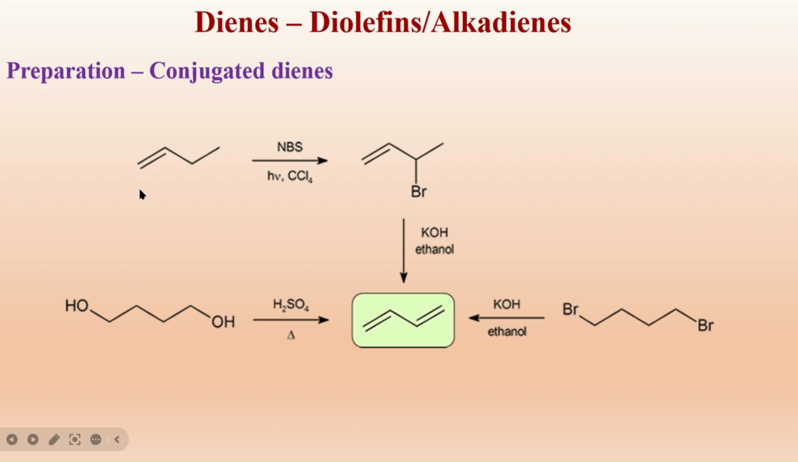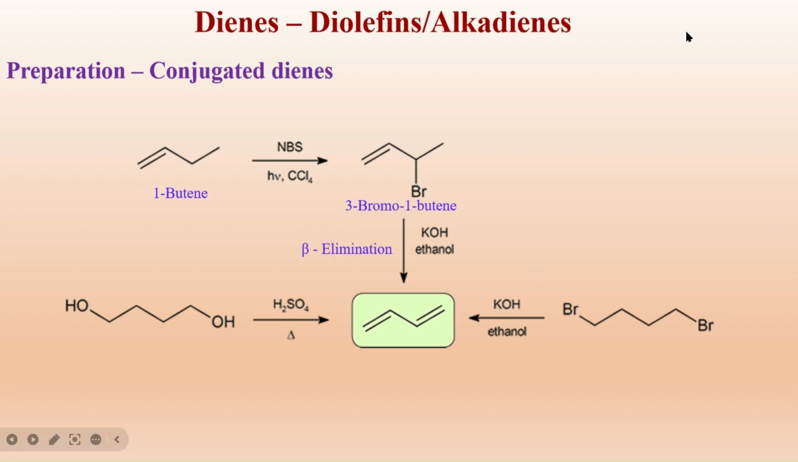In the first method, I'll take an alkene, 1-butene, 1, 2, 3, 4, and treat it with N-bromosuccinimide in the presence of UV light and carbon tetrachloride as solvent. Bromination of the alpha carbon occurs to give 3-bromo-1-butene. This 3-bromo-1-butene can undergo beta elimination in the presence of ethanolic potassium hydroxide.